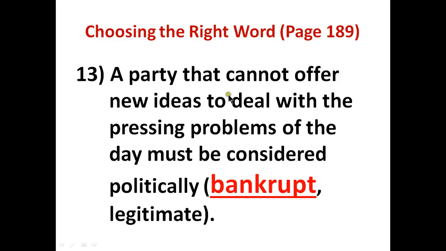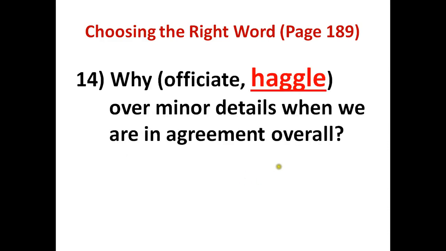Number 13. A party that cannot offer new ideas to deal with the pressing problems of the day must be considered politically bankrupt. Bankrupt is a person or a department who is short of money, and also any person or institute that cannot give new political ideas or mental thoughts or philosophies is said to be mentally bankrupt. Number 14. Why haggle over minor details when we are in agreement overall? Haggle is the answer for number 14. It means to argue with another person, especially a shopkeeper, about the pricing of one item.